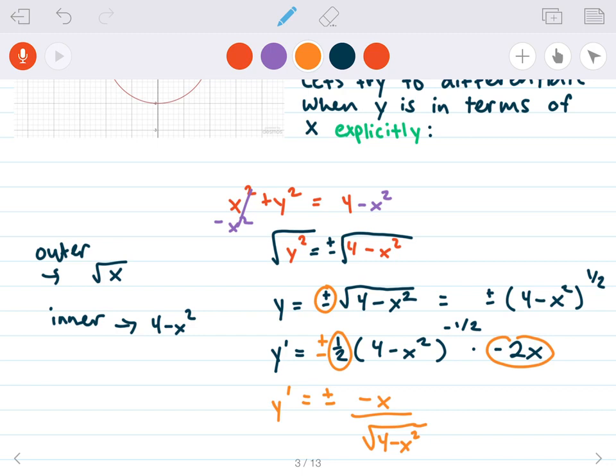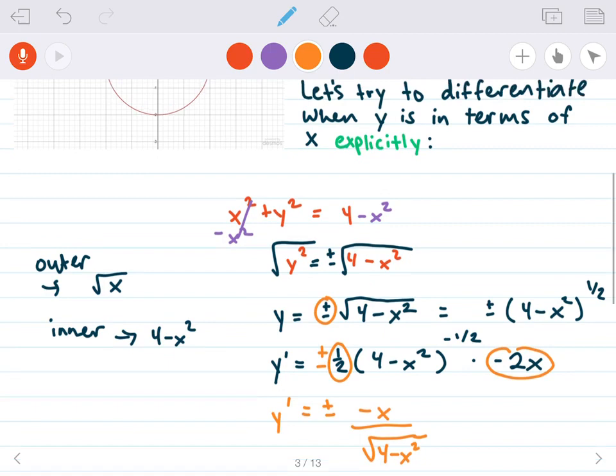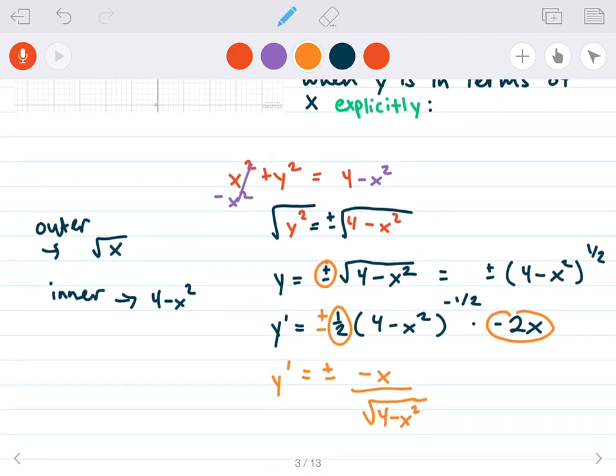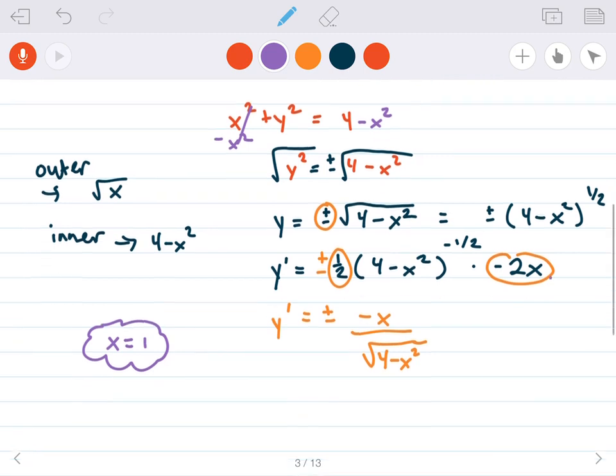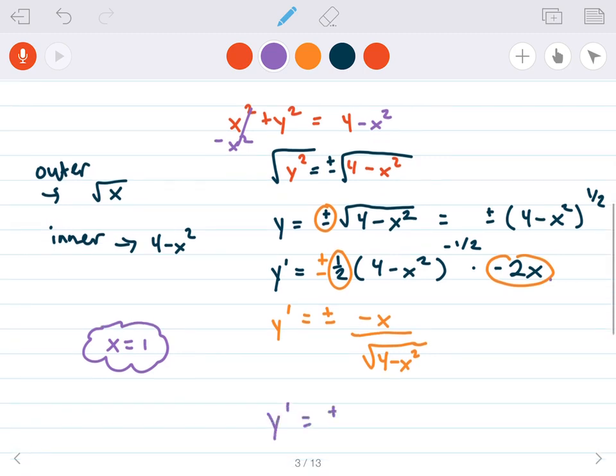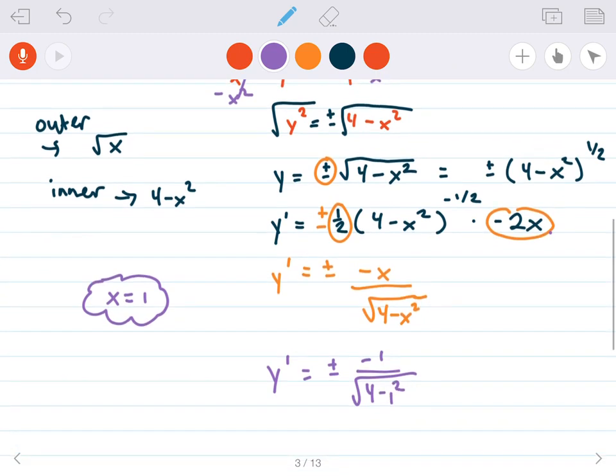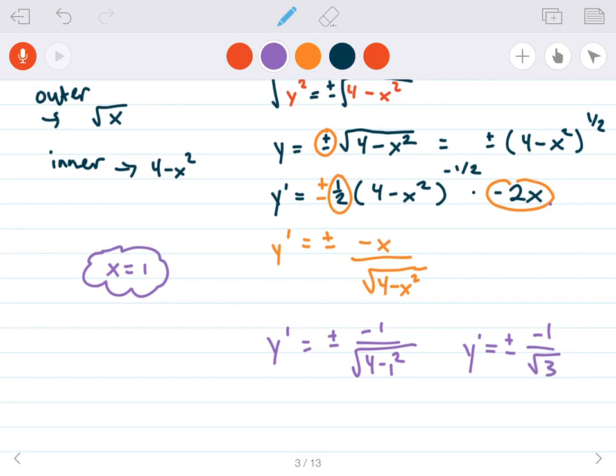But let's consider what happens if we choose an x value. So for instance, what if I choose x equals 1? Well, that's going to tell me the slope at x equals 1 is going to be plus or minus negative 1 over the square root of 4 minus 1 squared, which ends up giving us plus or minus negative 1 over the square root of 3. Okay, and so the point here is that we have two slopes.